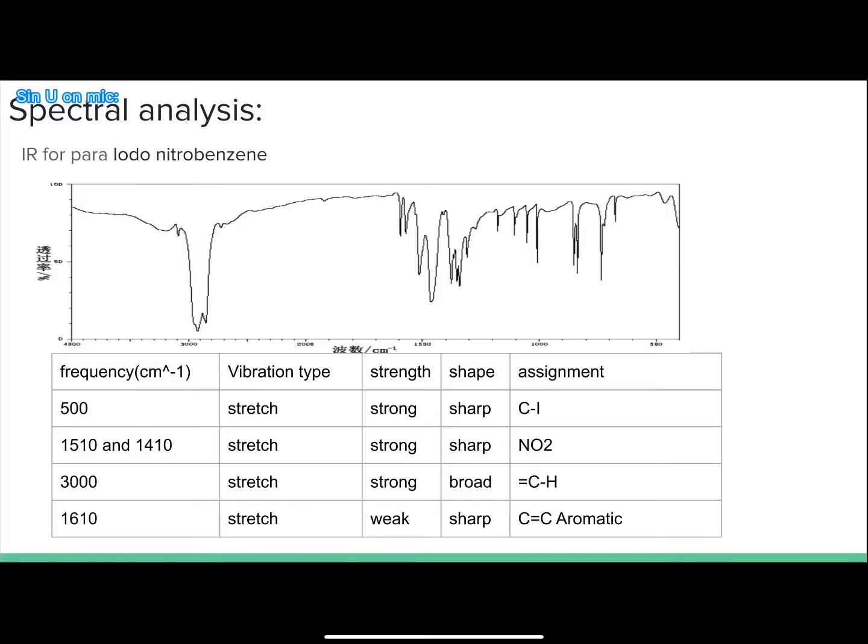For the IR of p-iodonitrobenzene, at the frequency around 500 we see the C-I bond, at around 1510 and 1410 we see a nitro group, and at about 1610 we see an aromatic ring.